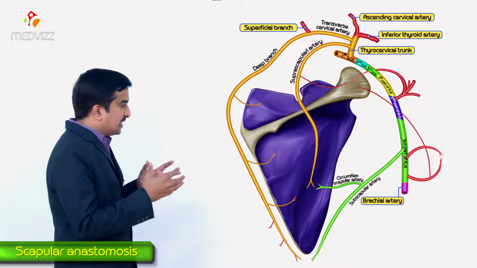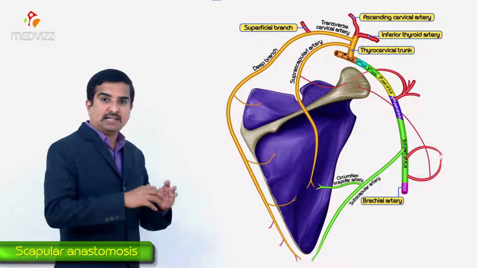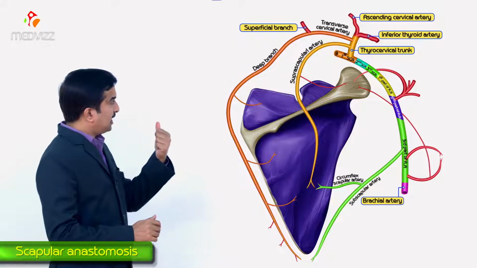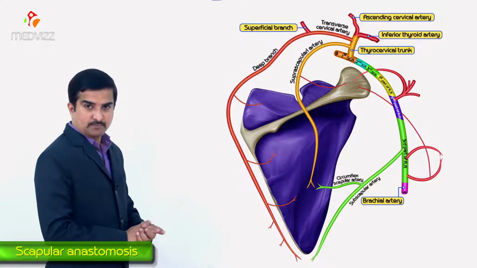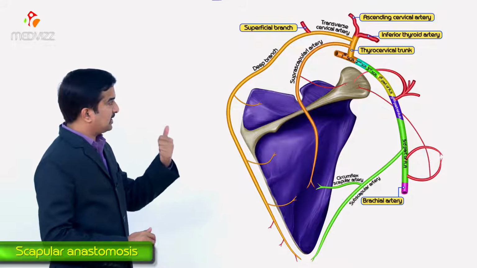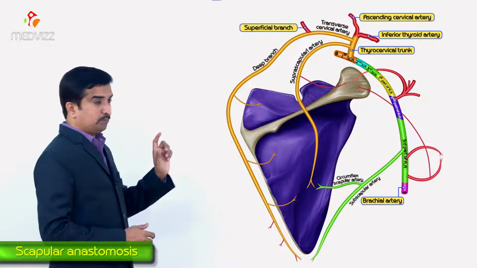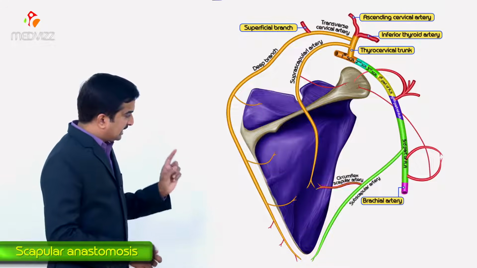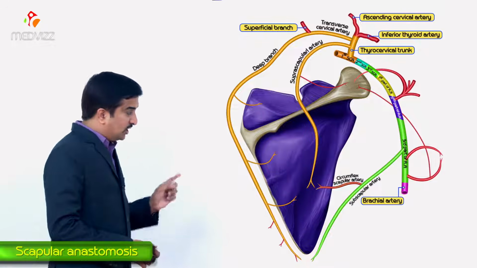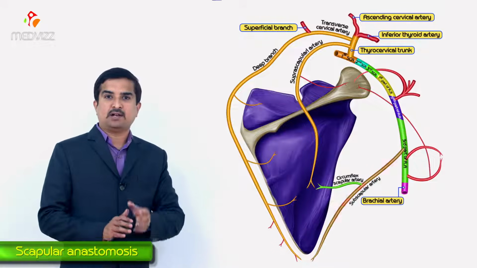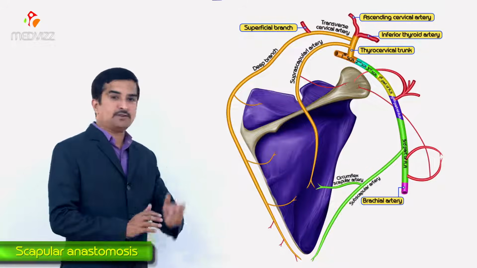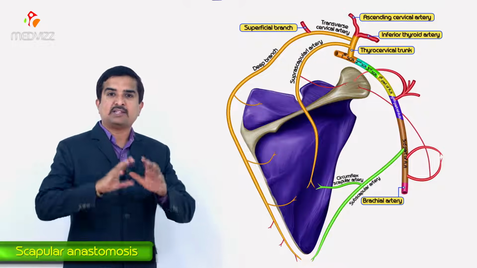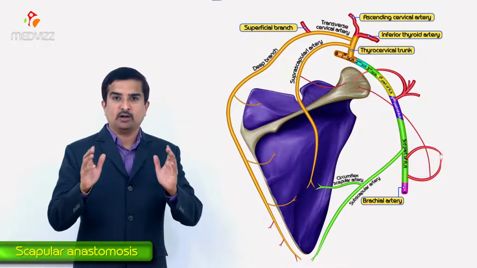So, what are the three principal arteries which take part in the anastomosis around the body of the scapula? One is the deep branch of the transverse cervical artery. Second one is the suprascapular artery. Both are branches from the thyrocervical trunk. And the next one is the circumflex scapular artery, which is the branch of the subscapular artery arising from the third part of the axillary artery. This is what is about the anastomosis around the body of the scapula.